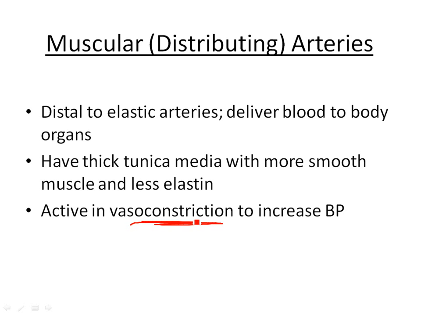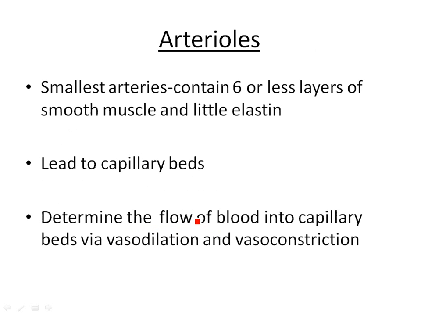And so these are going to be really important in vasoconstriction, so you need a lot of those muscle layers to help with that vasoconstriction. Then as you keep moving away from the heart, you get down to the smaller arterial vessels, known as arterioles. They're the smallest of the arterial system, and they contain 6 or fewer layers of smooth muscle and very little elastin, sometimes no elastin.